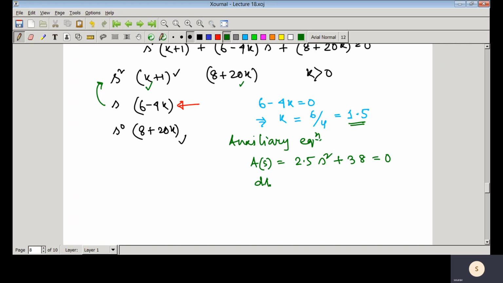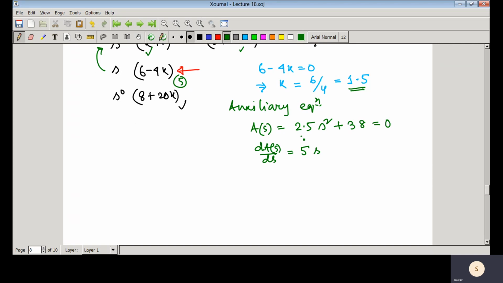So now you can take dA by ds equal to 5s. That means here you can just replace it with 5, and from this particular auxiliary equation, you will have two roots lying on the imaginary axis, that is plus minus 3.898j.